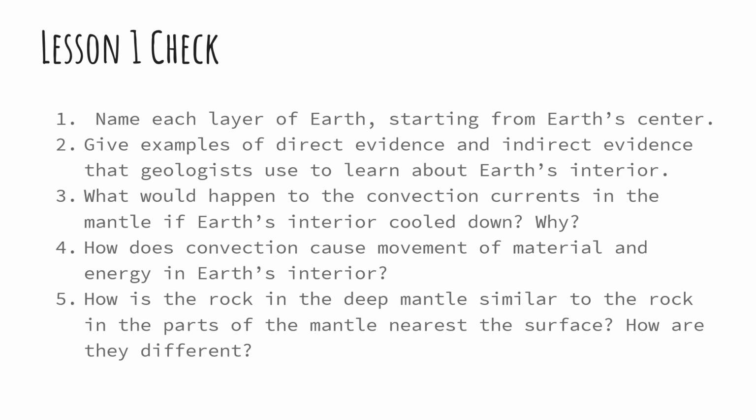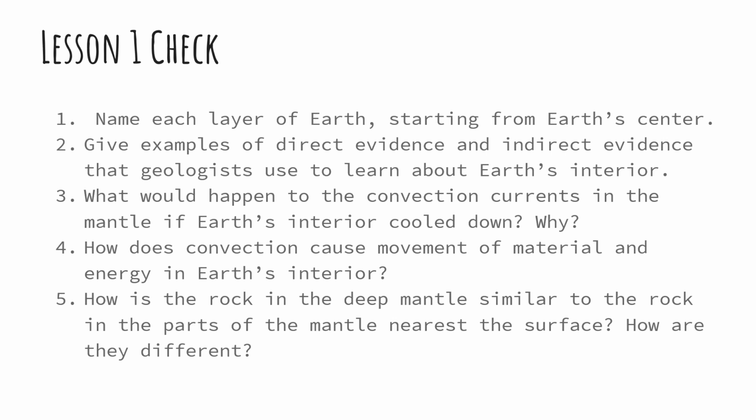Now that we've finished our notes for this lesson, we're going to go ahead and do the lesson check. Number 1, name each layer of Earth, starting from Earth's center. So we have the core, the inner and outer, and we have the mantle, and finally the crust. Number 2, give examples of direct evidence and indirect evidence that geologists use to learn about Earth's interior. Direct evidence would be rocks from deep inside Earth that volcanoes bring to the surface when they erupt. Indirect evidence is passively recorded seismic waves that indicate changes in the makeup of rocks inside of Earth.